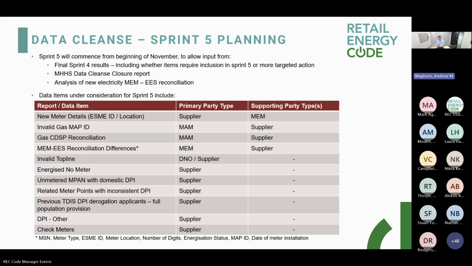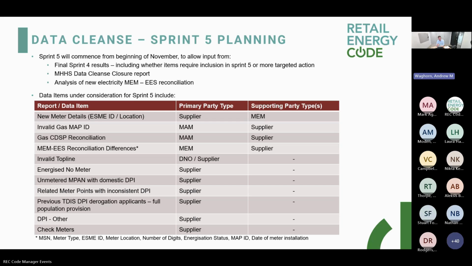So one is unmeasured meter points with a domestic DPI. That sort of doesn't work, so that needs to be looked at. It's a relatively small population, but that does need to be worked down. We previously generated, but as I said, there are problems with the DPI data, where we've got related meter points, but the two meter points in the relationship are inconsistent. So one domestic, one non-domestic.